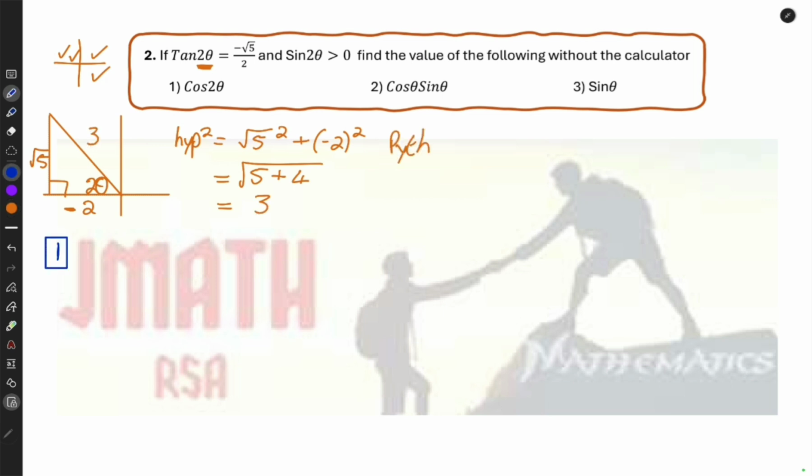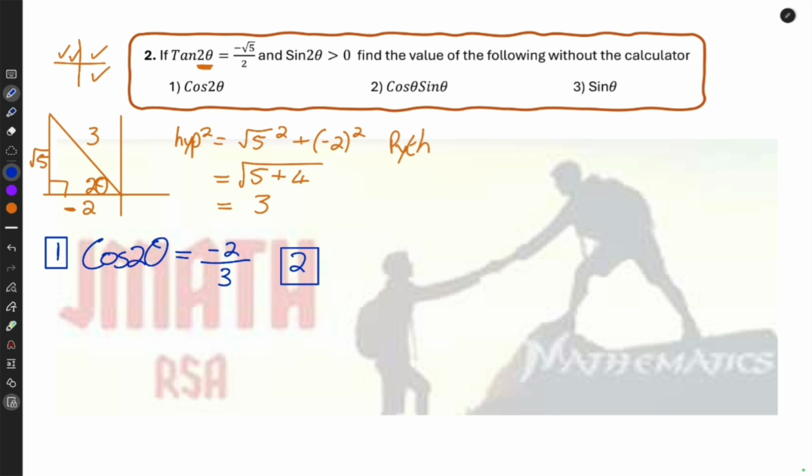I can now go for the questions. Question 1, cos of 2 theta, so extremely easy. They give me the 2 theta triangle, so I literally just need to say adjacent over hypotenuse. Okay, question 2. So now I need to think a bit, because the triangle is a double angle, but the question is a single angle.